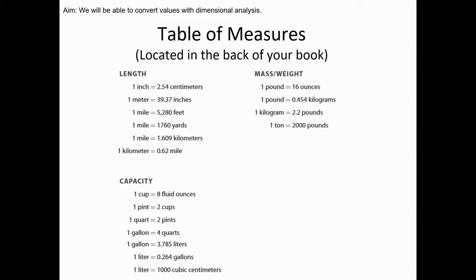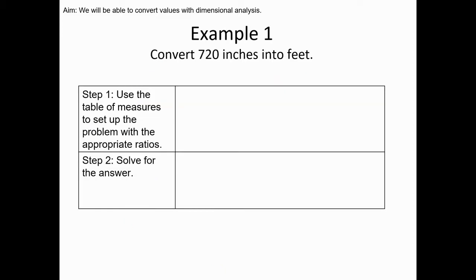Anyways, what we're going to do now is dimensional analysis. We're just going to be converting with units. So let's do something very simple first. For the first example, let's convert 720 inches into feet. There's two steps to these kinds of problems in general. Use the table of measures to set up the problem with the appropriate ratios and then solve for the answer.